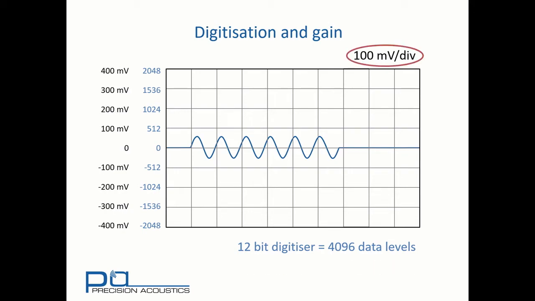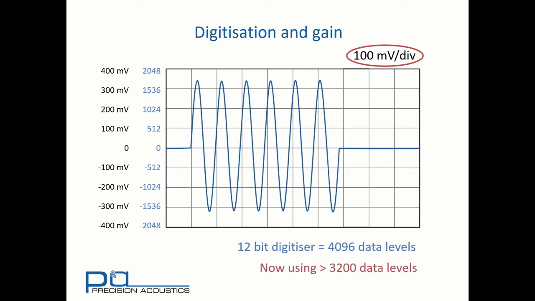A better situation would be to change the oscilloscope gain to 100 millivolts per division. We'd see a corresponding increase in the on-screen amplitude. We'd now see that the signal is taking more than 3,200 of our data levels to digitize it. We're using most of our 12 bits.